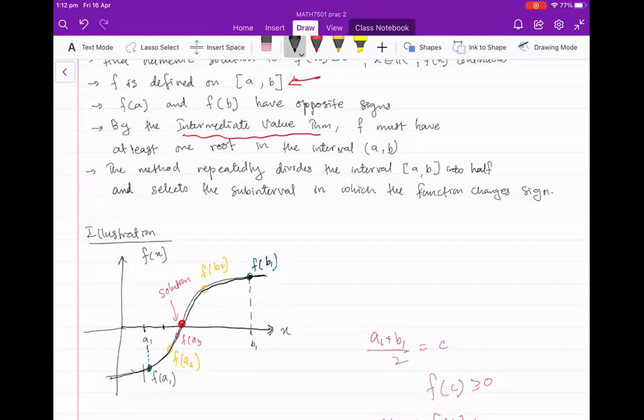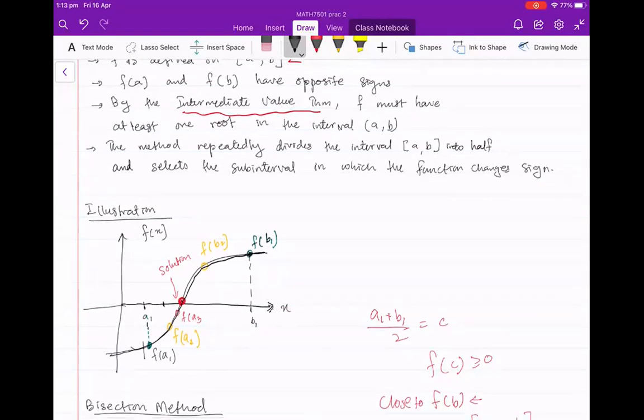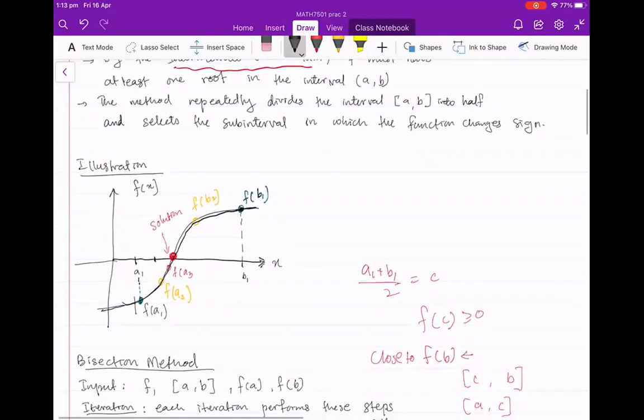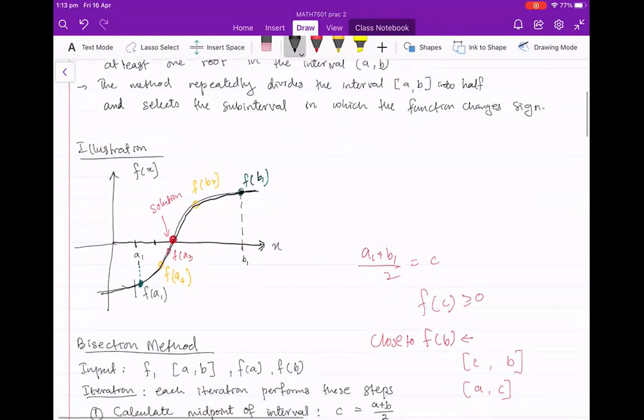Then the idea is to repeatedly divide the interval into half and select the subinterval in which the function changes sign. Okay, this is an illustration where it started with a1 and b1 here. F(a1) is negative, and f(b1) is positive. So that condition is met. The function is continuous in the interval [a1, b1].